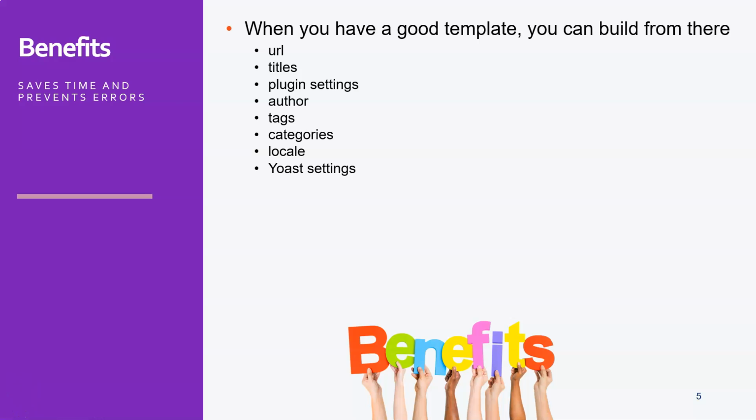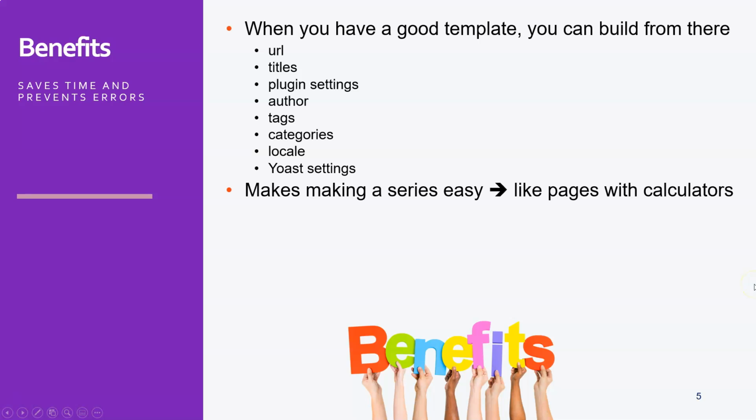So when you have a good template, you can build from there. So it would copy over all this good stuff, like the URL that obviously you will have to change, but then you have a good example. Your titles will be copied, so you have the right headings, the plugin settings, the author, the text, the categories, the locale, and the Yoast settings, which are very important for your SEO. So you cannot forget those. Obviously you have to change a lot of those things, but your template will be correct.